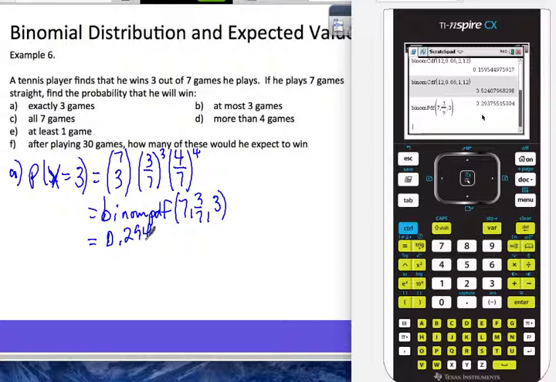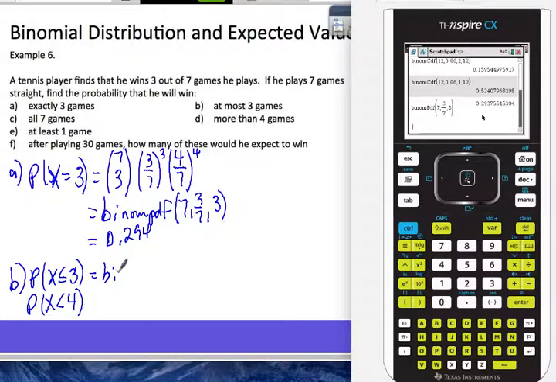Okay. In part B, we're looking for the probability of at most 3 games. So this question is really showing you how to translate wording into probability notation. At most 3 games would be x less than or equal to 3. But note that that could also be written as x less than 4. Those are both equivalent and would both be acceptable ways of writing this.